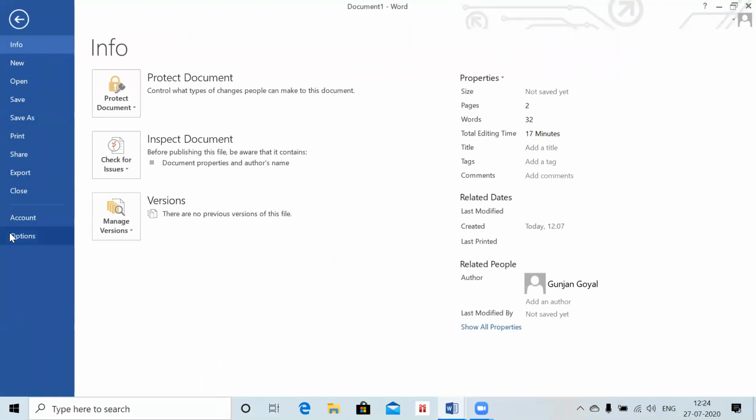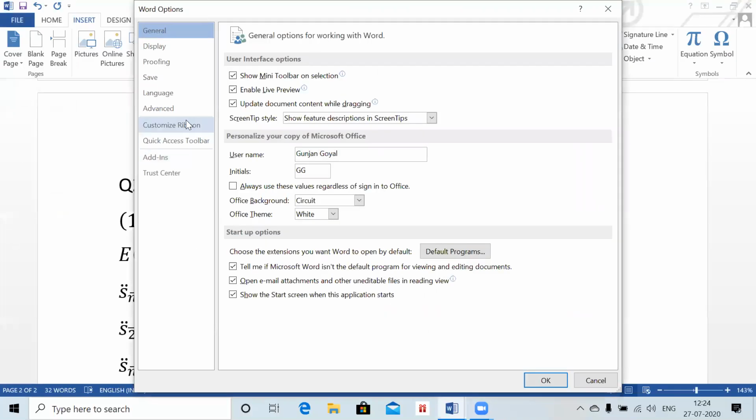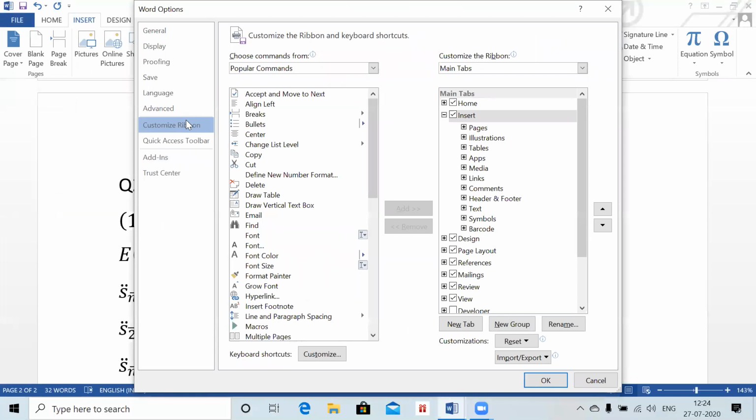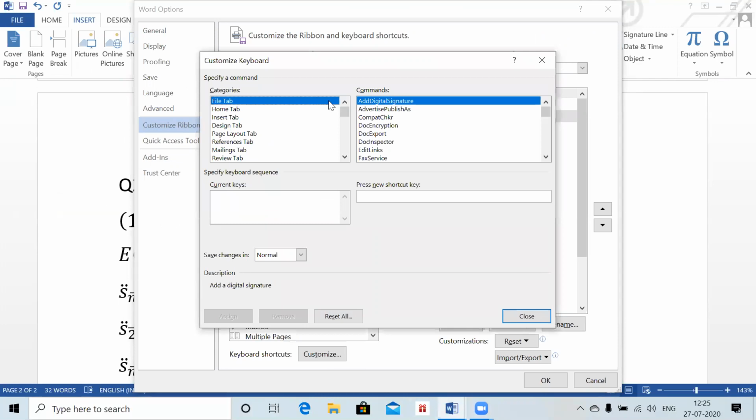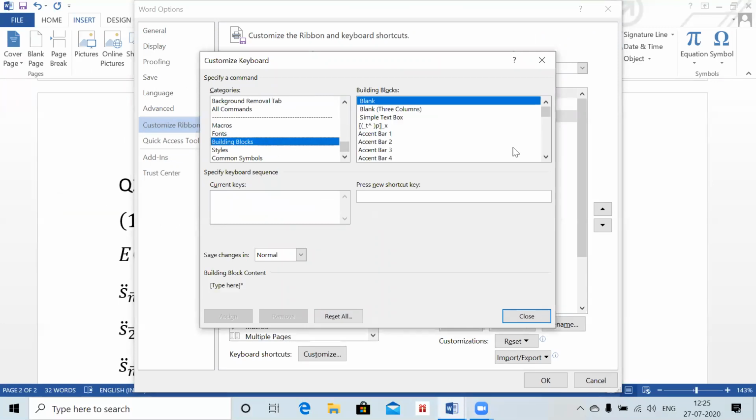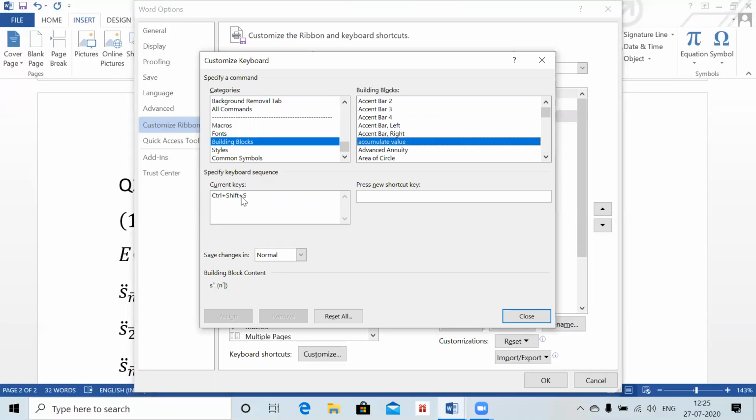In Excel, File, Options, Options पे Customize Ribbon. Customize Ribbon के बाद Customize, इसके बाद Building Blocks, come to your accumulated value. ठीक है, अब जो original है अगर उसको delete करना है, इसके ऊपर क्लिक करो, remove हो जाएगा.